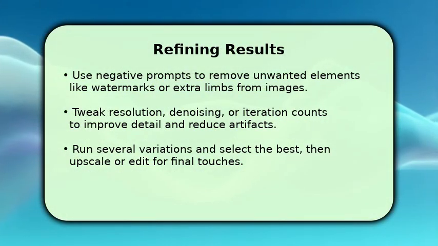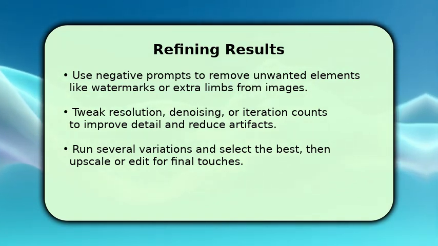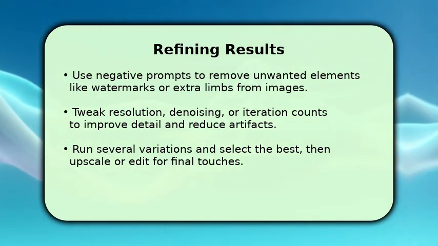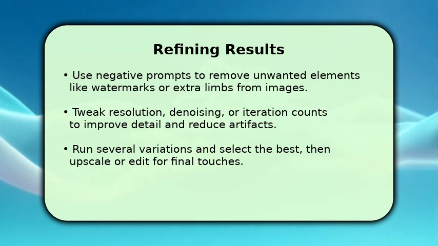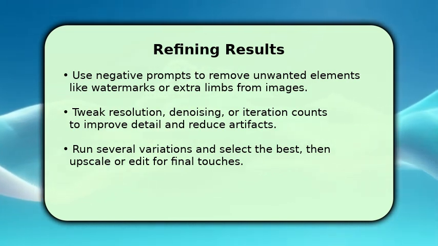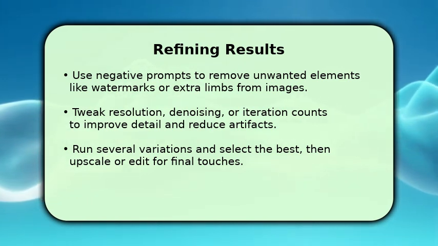When outputs are close but imperfect, use negative prompts to exclude elements like watermarks or extra limbs. Adjust technical settings such as denoising strength and iteration count to sharpen details without introducing artifacts. Generate multiple variations and pick the strongest, then apply upscaling or minor edits to clean edges and enhance color.